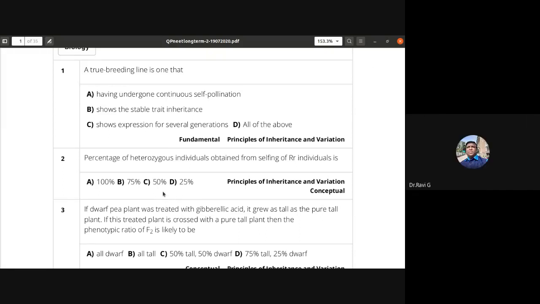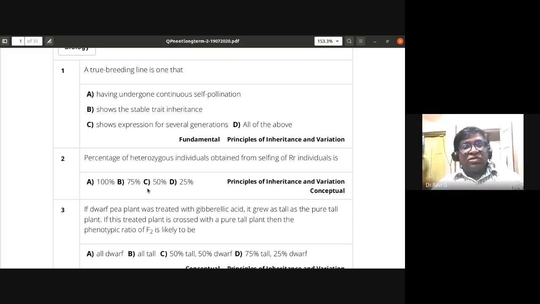So 50% of them are heterozygous individuals when we self the heterozygous individuals. So remember the answer is 50% of them. So 1 is to 2 is to 1 is the genotypic ratio. From that, you have to derive this. So the heterozygous Rr would be 50% of them.